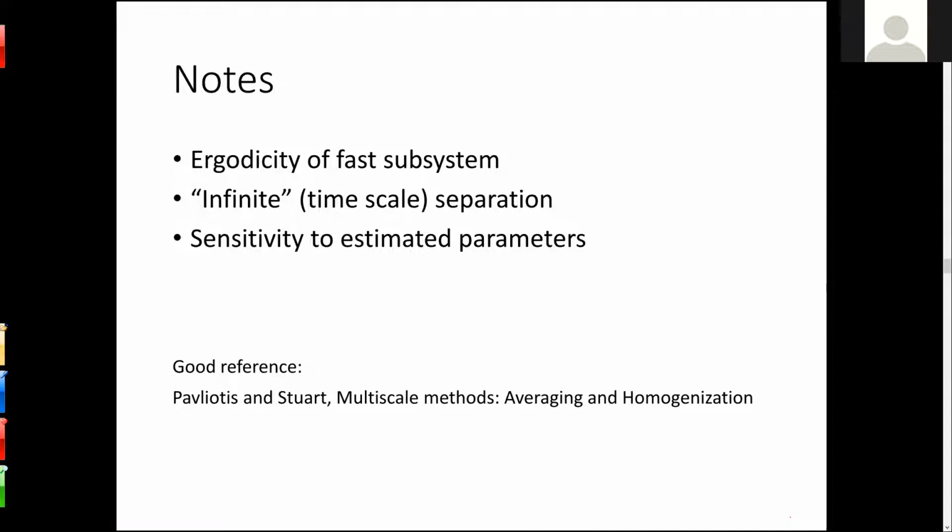Especially for most processes in atmospheric and climate science, they actually have weak coupling in terms of time scale separations. And models, especially reduced models, are very sensitive to estimated parameters. So those are some issues with this procedure.